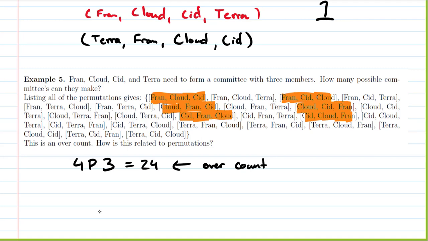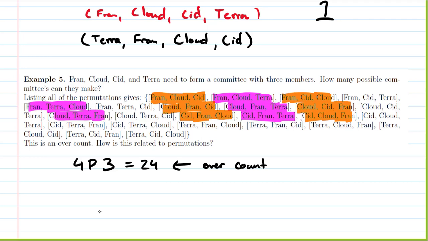All right, let's go to our next one. Our next one is Fran, Cloud, and Tara. So Fran, Cloud, Tara. Fran, Tara, Cloud. Fran, Tara, Sid. Fran, Cloud, Tara. Cloud, Sid, Tara. Nope. Cloud, Tara, Fran. That's a yes. Cloud, Tara, Sid. No. Sid, Fran, Tara. That's a yes. And then Sid, Cloud, Tara. That's a no. Sid, Tara, Fran. Nope. Sid, Tara, Cloud. Nope.